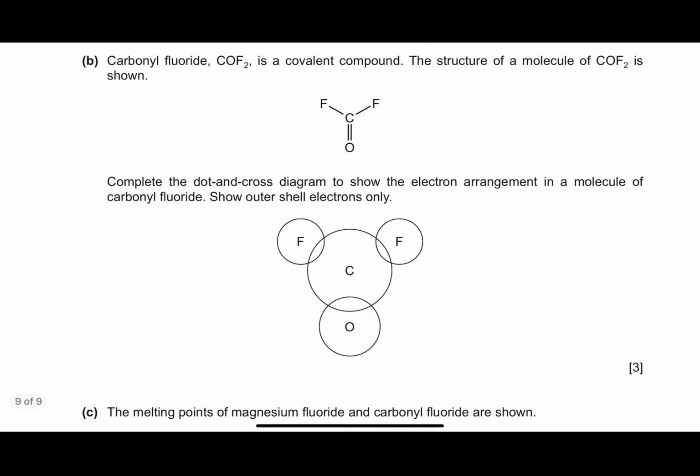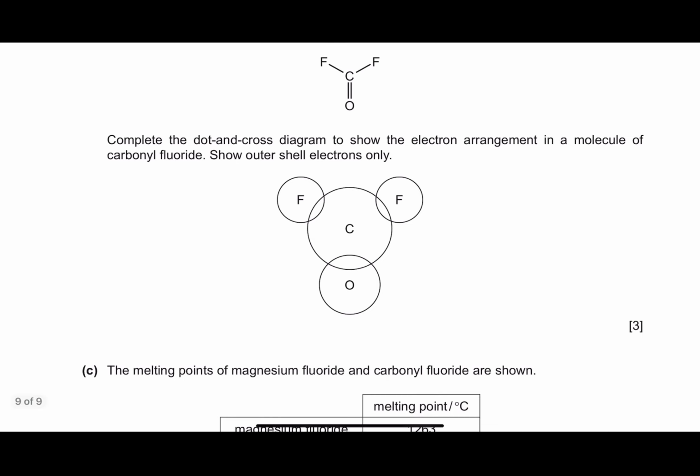Moving on to question B, which is a continuation. Carbonyl fluoride is a covalent compound. The structure of a molecule COF2 is shown. Now complete the dot and cross diagram to show the electron arrangement in a molecule of carbonyl fluoride. Again, you need to write down your electron configuration of each element. Okay, so as you can see here, fluorine has an electron arrangement of 7 electrons on the outer shell, 4 for carbon and 6 for oxygen.